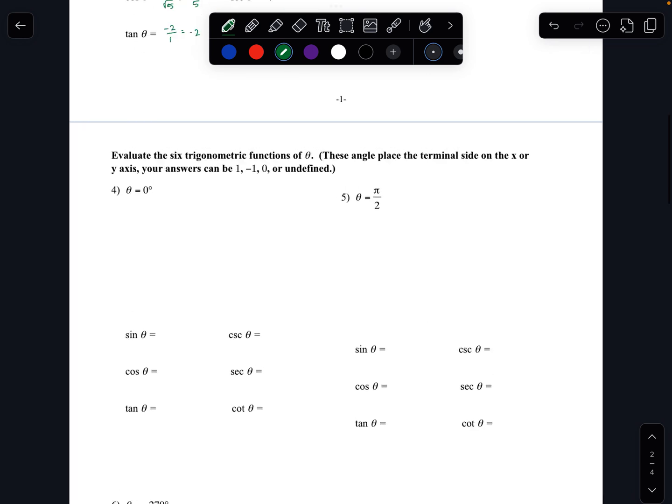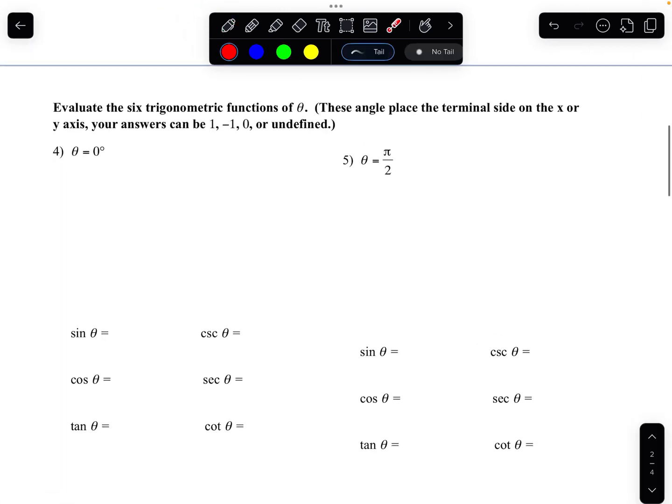Okay, moving on. So evaluate the 6 trigonometric functions of theta. These angles place the terminal side on the x or the y-axis. Your answer can be 1, -1, 0, or undefined.